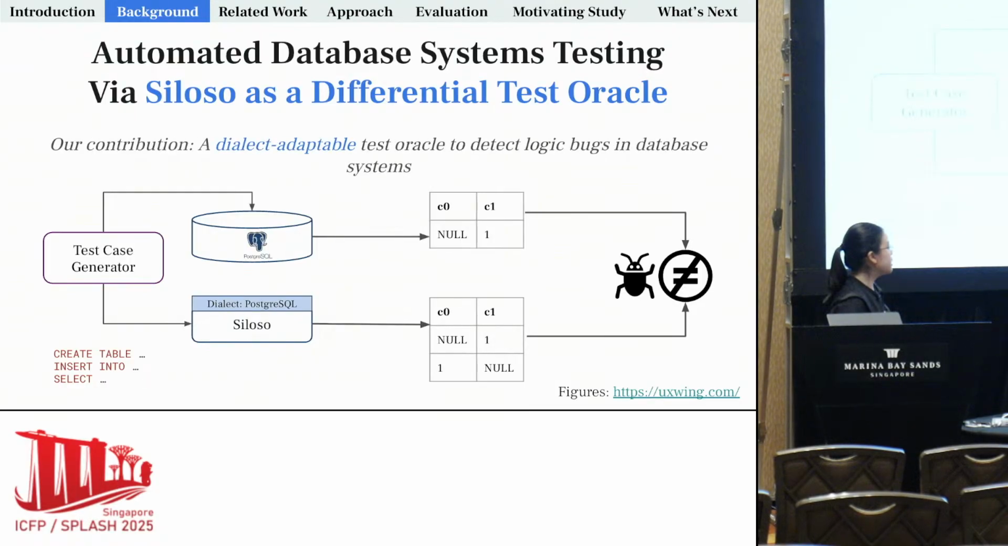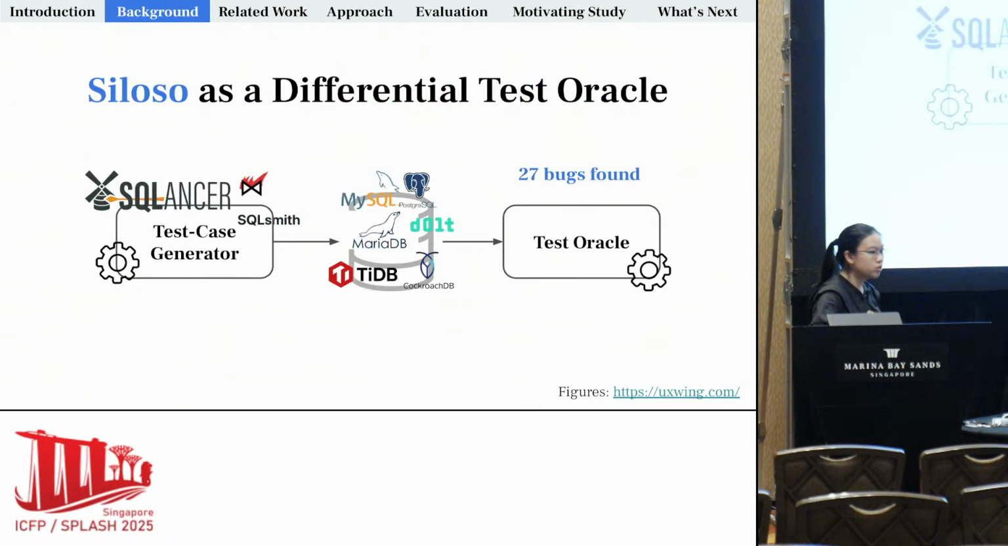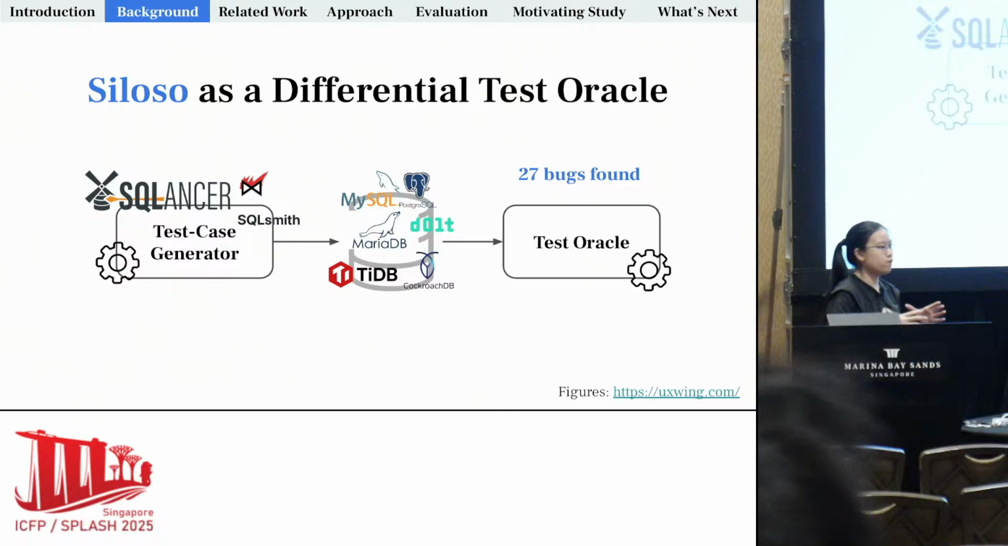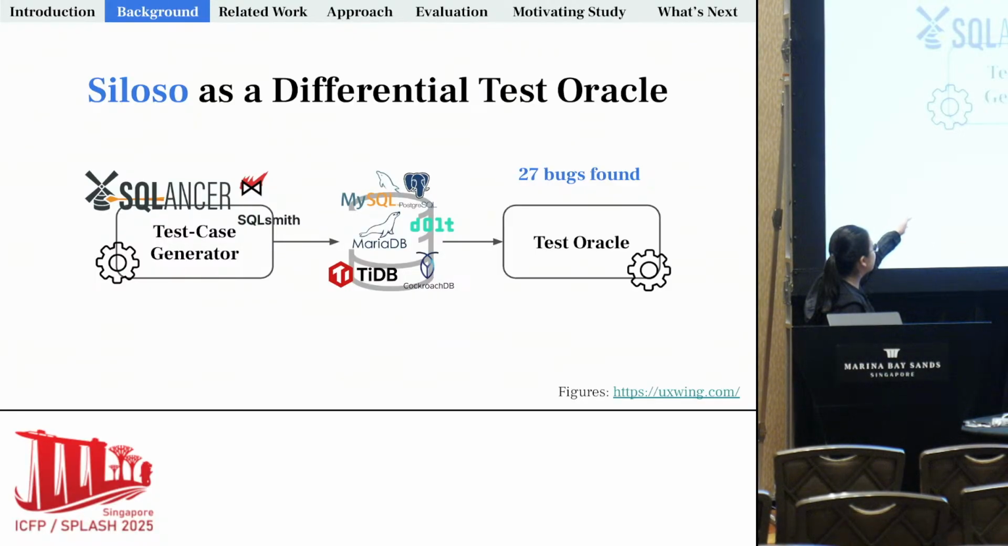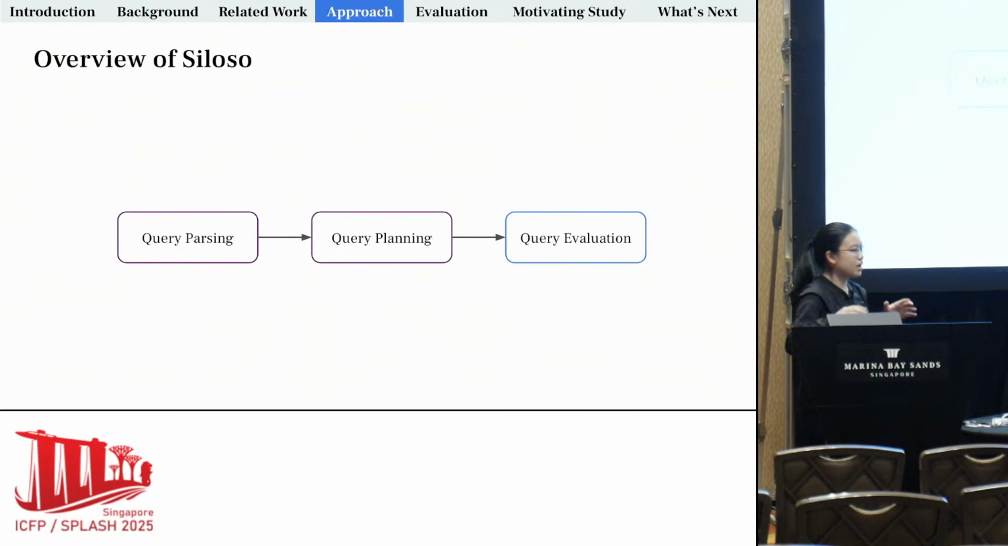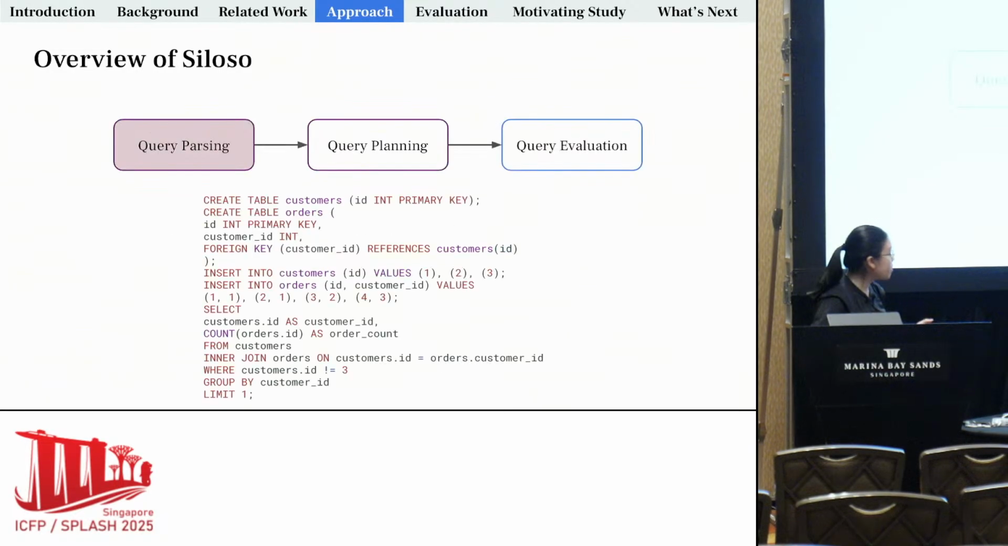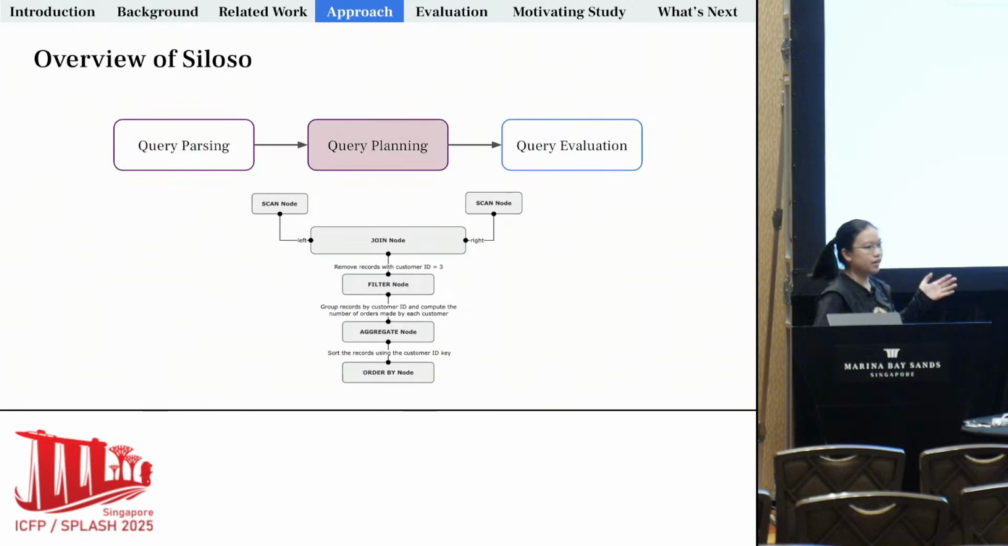More than that, Siloso is also dialect adaptable, which means that given a test case, Siloso will execute a test case according to the semantics of the specified dialect, which is PostgreSQL in this case and MySQL in the previous case. In total, we integrated Siloso with popular test case generators like SQLancer and SQLsmith and found 27 bugs across 6 different database systems. So, as a database system, Siloso comprises 3 main components of query parsing, planning, and evaluation.